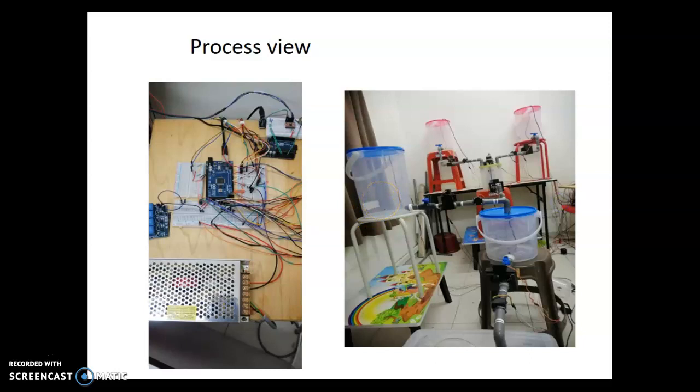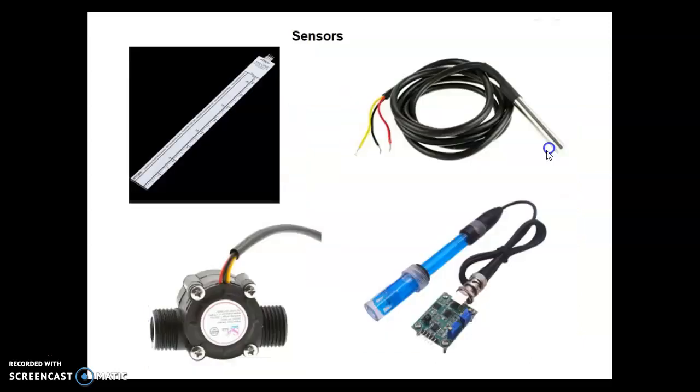Those are some pictures I took from the process. On the right-hand side, the picture shows the physical side of the process, which is basically the controlled process, including the sensor, the actuator, the tank, the pipe, and so on. The left-hand side shows the controller, which is the Arduino Omega over here. I also have another Arduino to control the mixer. I have a power supply and the relay.